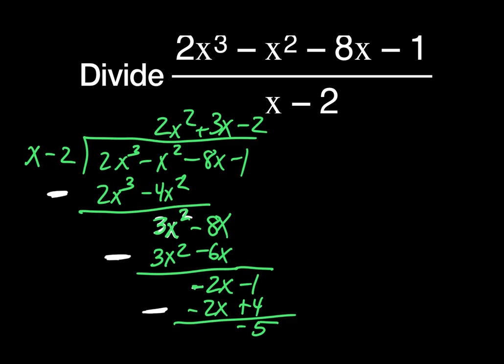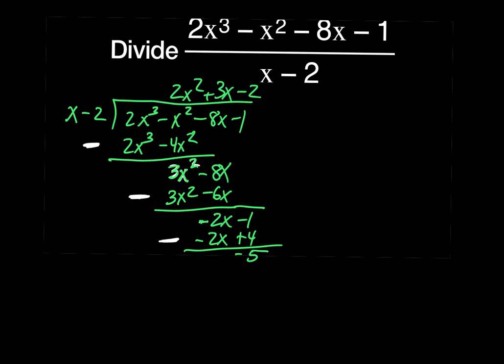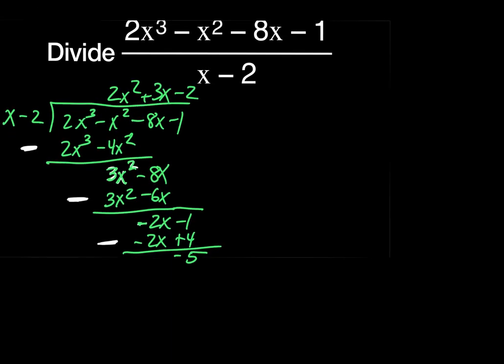So my final answer would be, move it over here, there we go, 2x squared plus 3x minus 2 minus 5 over x minus 2. That's what I do with the remainder. It's negative 5, so it's negative 5 over whatever I was dividing by.